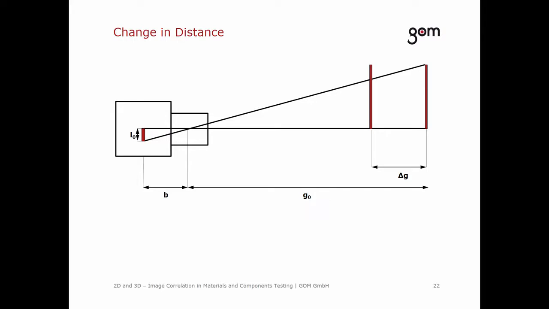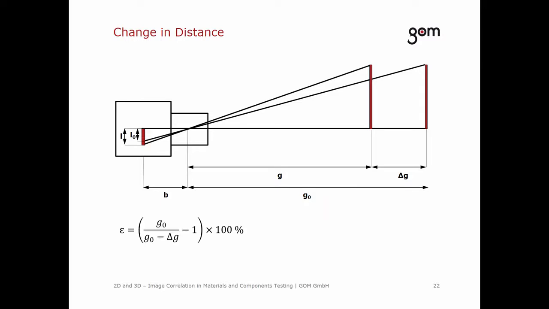If the specimen does not stay in this plane, an error occurs. The camera image of the object L0 changes. This means that distance change influences the results of the 2D measurements. To calculate the pseudostrain, you can use this equation.